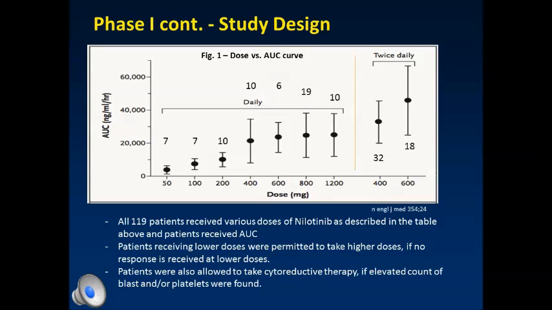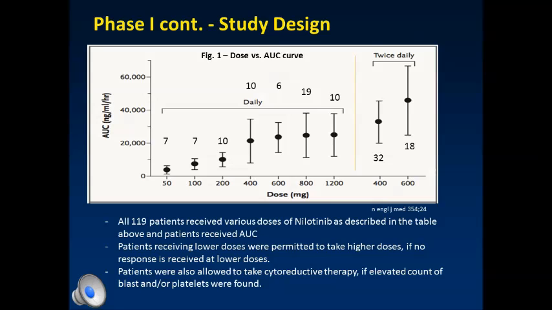Next is the study design of the phase 1 study. A total of 119 patients were enrolled in the phase 1 study based on the selection criteria described earlier, and each patient was given a dose of nilotinib as shown in the figure. Patients received a daily dose of nilotinib ranging from 50 mg to 1200 mg, or twice daily doses of 400 mg and 600 mg. Per the diagram, 7 patients received 50 mg dose, another 7 patients received 100 mg dose, and then another 10 patients received 200 mg dose, and so on and so forth as described in the figure.